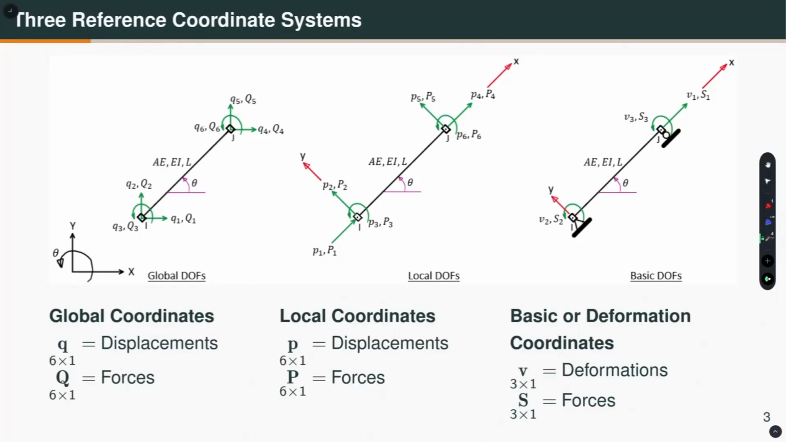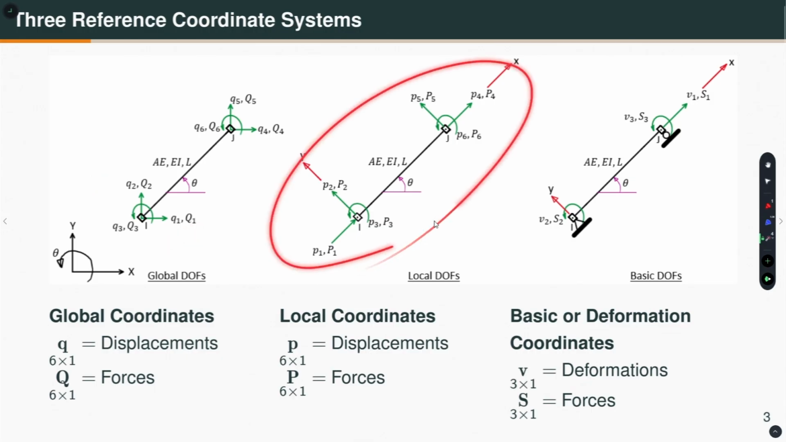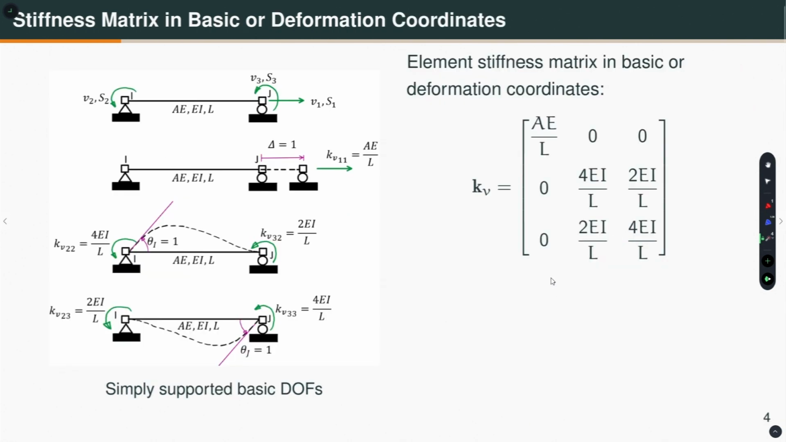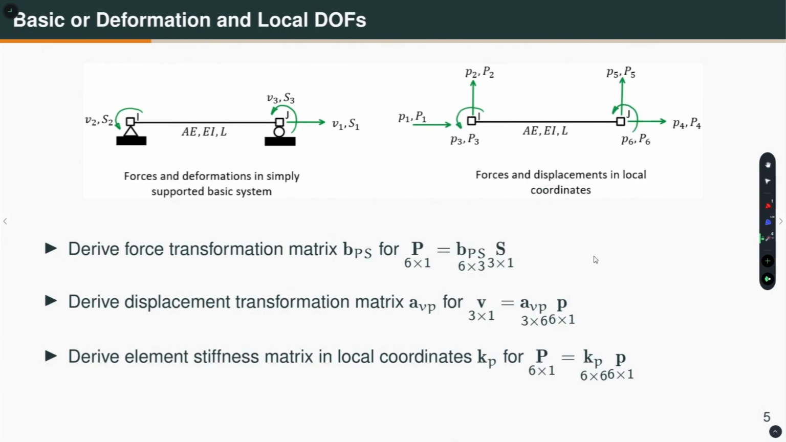This is again to help you recall that we have the global coordinates with 6 degrees of freedom, and we have the local coordinates where also we have 6 degrees of freedom, but in the basic or deformation coordinates we have 3 degrees of freedom. So, this is the stiffness matrix we have derived in the deformation or basic coordinates. Now, what is the objective?